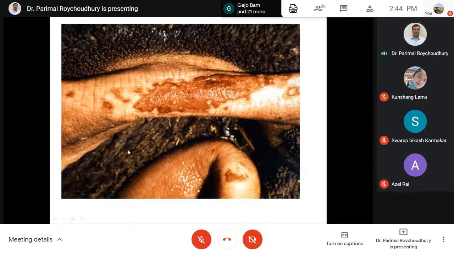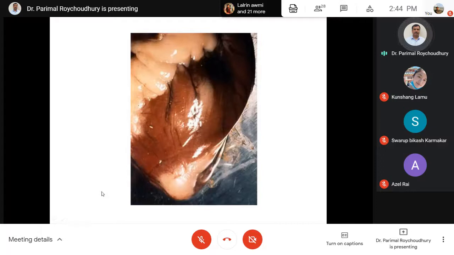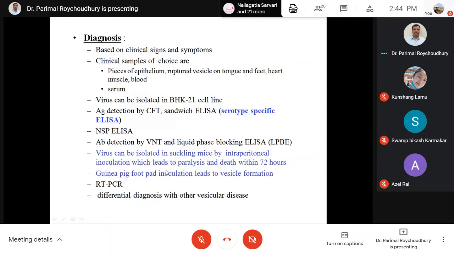This is a rumen pillar from a postmortem. Somebody has recorded where it has been seen the formation of this blister and rupture of the blister taking place. This is another picture showing some tiger heart conditions. White and dark patches are seen. So that's about the symptoms and pathology of foot and mouth disease.